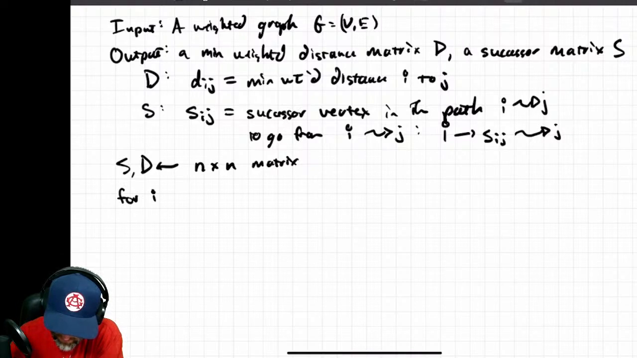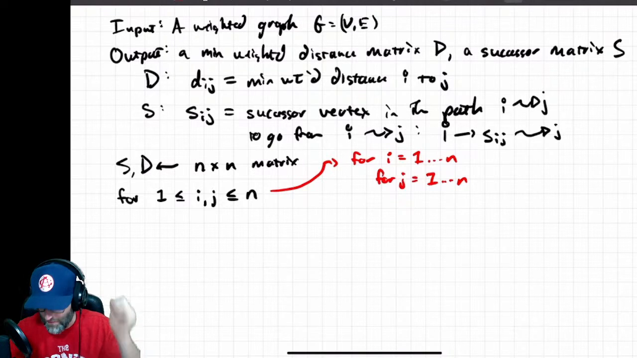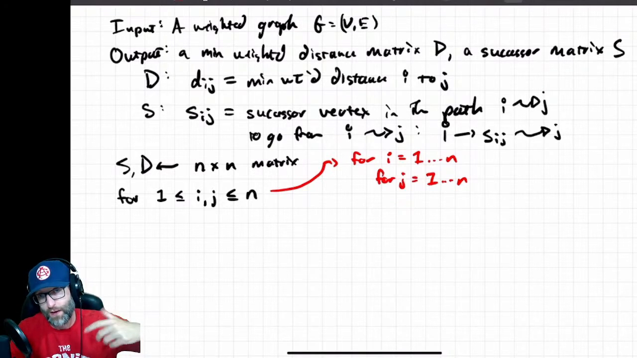For I, I'll use this syntax: 1 less than or equal to i, comma, j, less than or equal to n. So let me note what this shorthand is actually doing. This is for i running from 1 up to n, and for j running from 1 up to n, including the diagonal, because it could be that you do want to detect negatively weighted cycles.